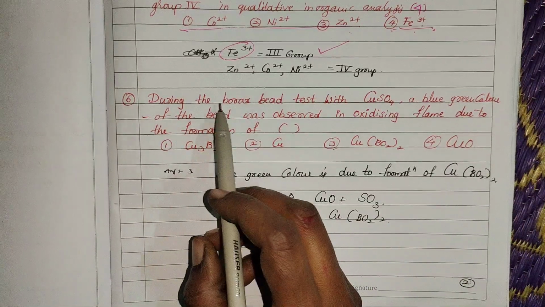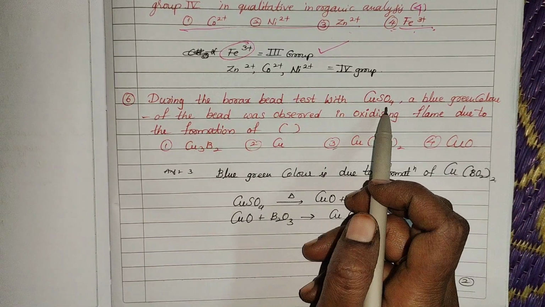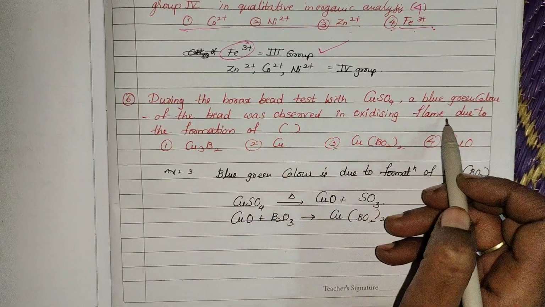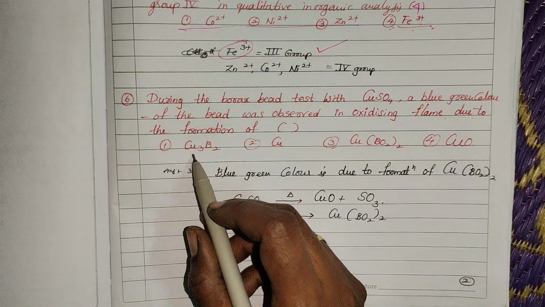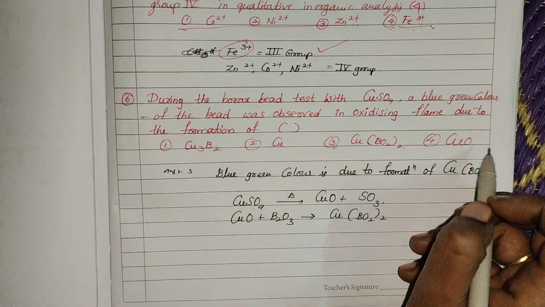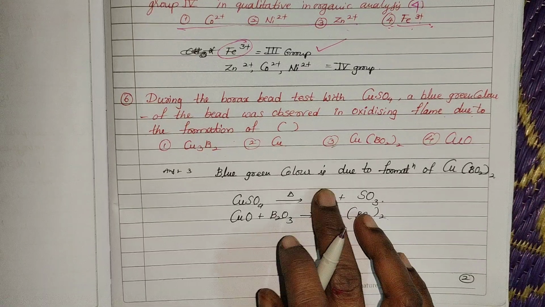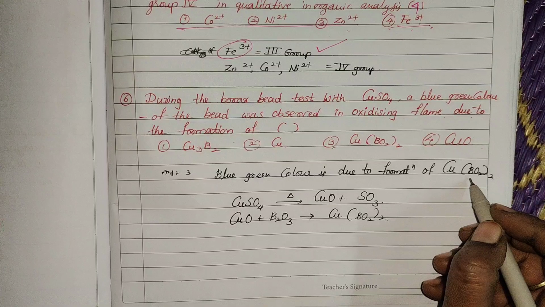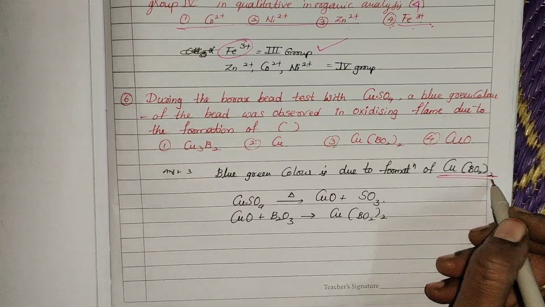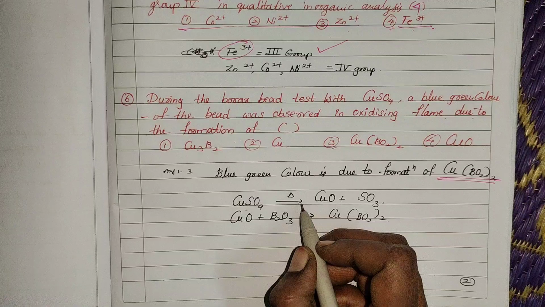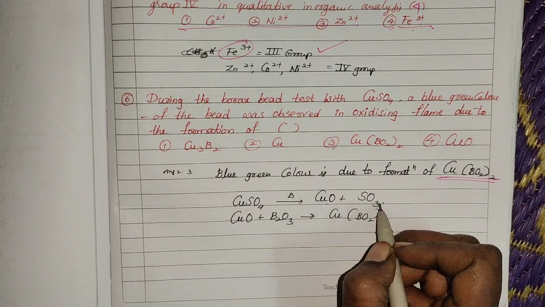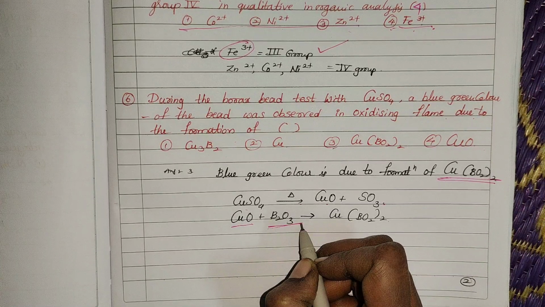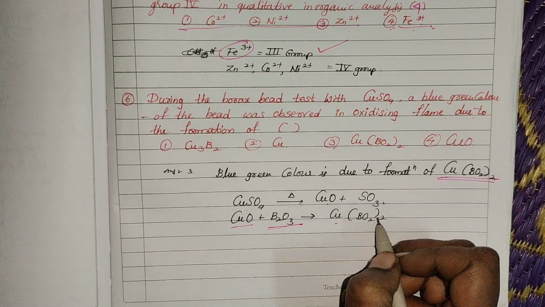And last question. During the borax bead test with copper sulfate, a blue green color of the bead was observed in the oxidizing flame due to the formation of which compound? These are the compounds given. First we have to write the reaction. Blue green color is due to the formation of this: borax bead reacts with the copper and forms this. This is the reaction. Once you check copper sulfate, when we heat it, it will convert into copper oxide and sulfur trioxide, and copper oxide is again treated with, what is that, beta? Boron trioxide, and forms this compound.